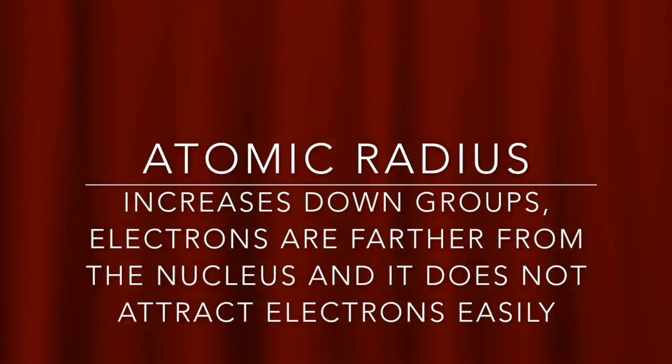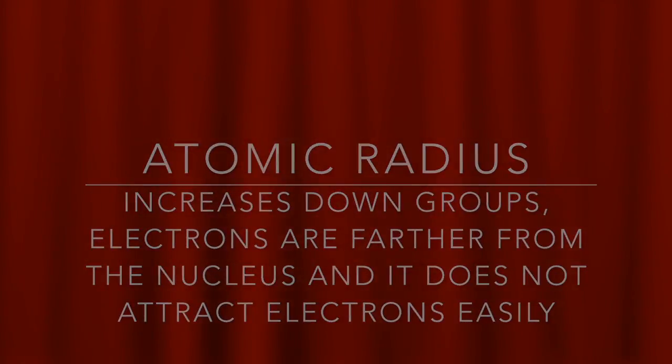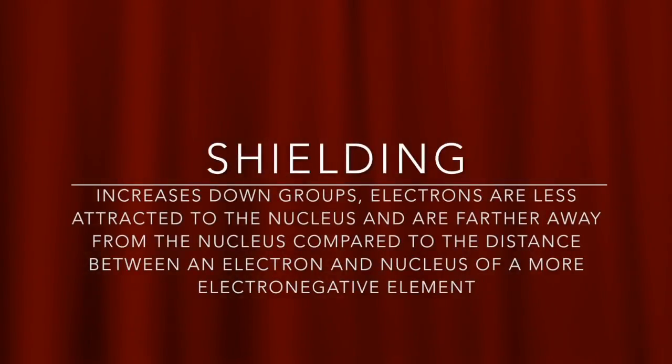Electronegativity decreases down groups because the atomic radius increases, which means electrons are farther from the nucleus and do not attract electrons easily. Also, the increase in shielding effect down groups means that an electron is not as affected by its attraction to the nucleus and tends to be located farther from the atom's nucleus when compared to the distance between an electron and nucleus of a more electronegative element.